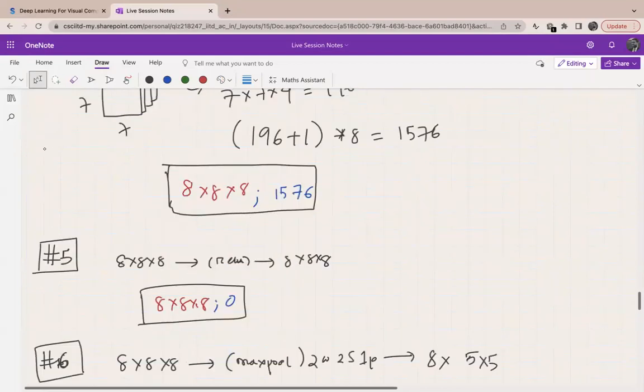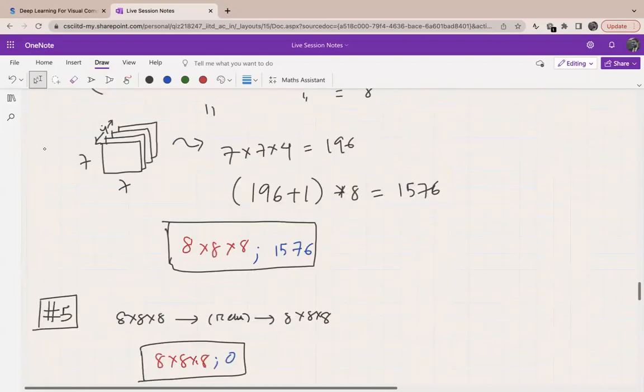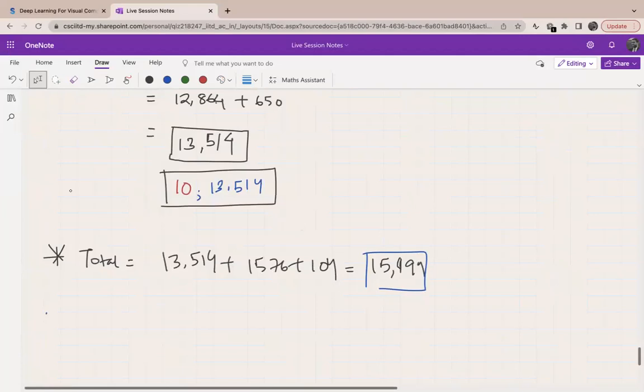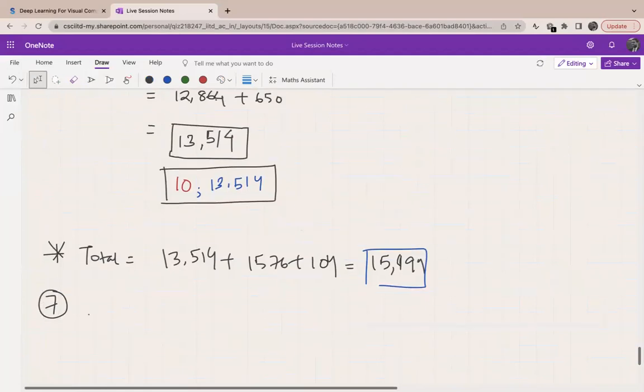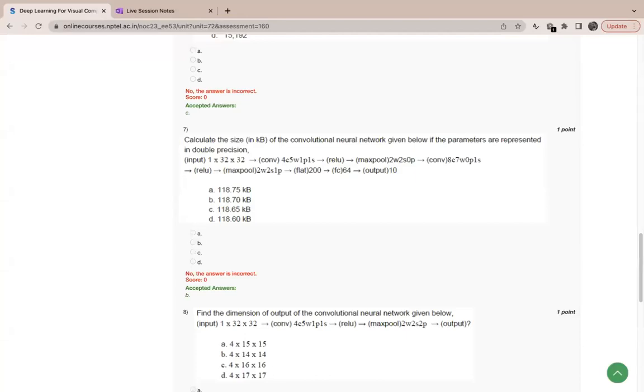Question number 7. So in the last question, we saw that the parameters were given in single precision. So for storing a single precision number, we need 4 bytes for it. And here it is double precision. For double precision, we need 8 bytes of storage.